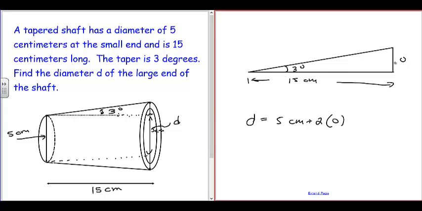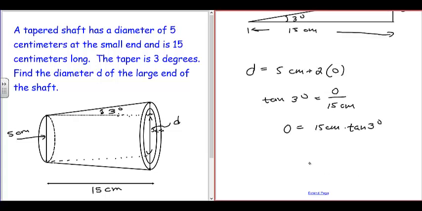So opposite over adjacent. The tangent of 3 degrees is the length of the opposite side, which is what we're trying to find, divided by the adjacent, which is 15 centimeters. So the opposite side is going to be 15 centimeters times the tangent of 3 degrees. We'll plug that into our calculator, making sure that we're in degrees. 15 times the tangent of 3 degrees, which is the opposite side length, is 0.7861 centimeters.